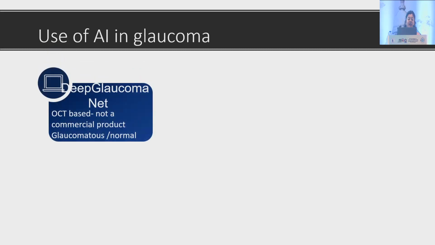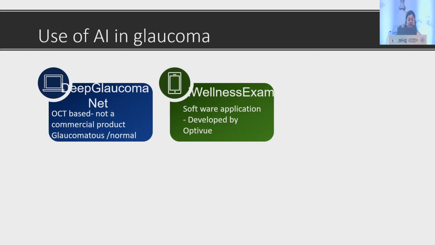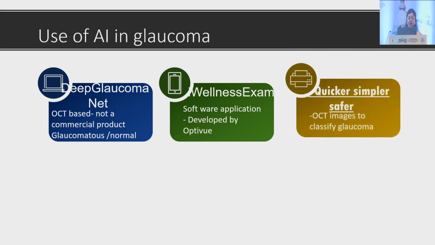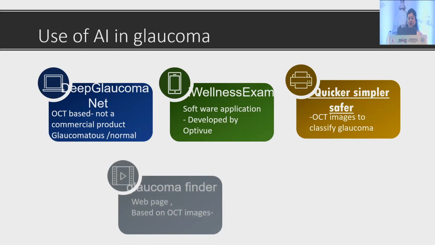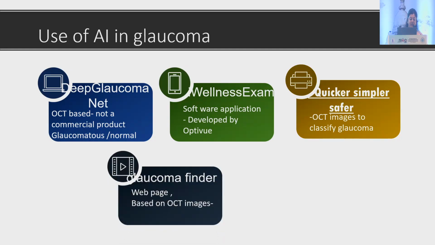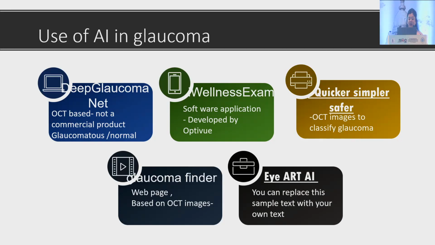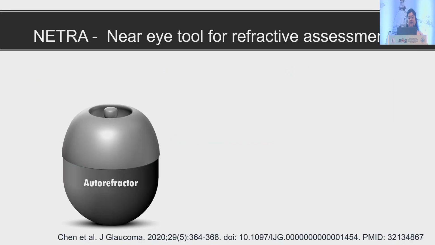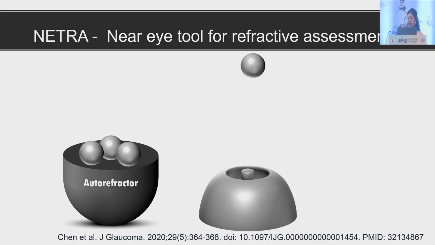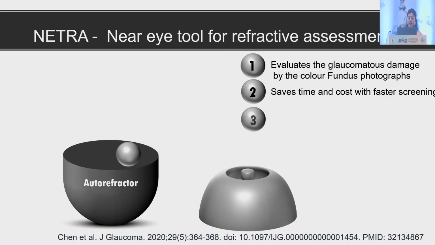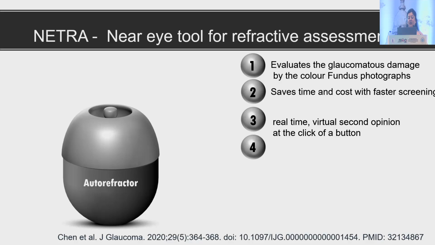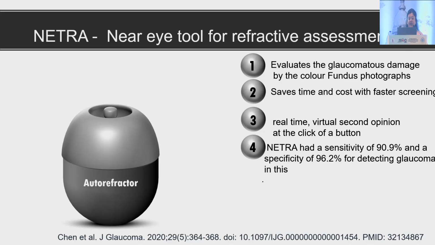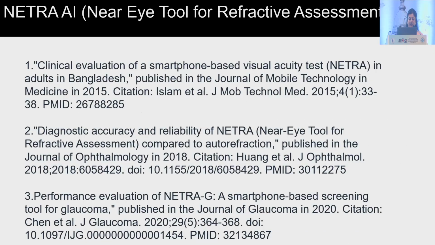Further, coming to the use of AI in glaucoma, we have Deep Glaucoma Net. It is OCT based, not a commercial product. Eye Wellness Exam is a software application developed by OptiView. We have Quicker, Simpler, Safer, which uses OCT images to classify glaucoma. We have Glaucoma Finder, which is a web page based on OCT images. Then we have Art AI. Then coming to Netra AI, it's a near-eye tool for refractive assessment. It evaluates glaucoma damage from color fundus photographs. It saves time and costs with faster screening, and it's a real-time virtual second opinion at the click of a button. Netra had a sensitivity of 90.9% and specificity of 96.2% for detecting glaucoma.